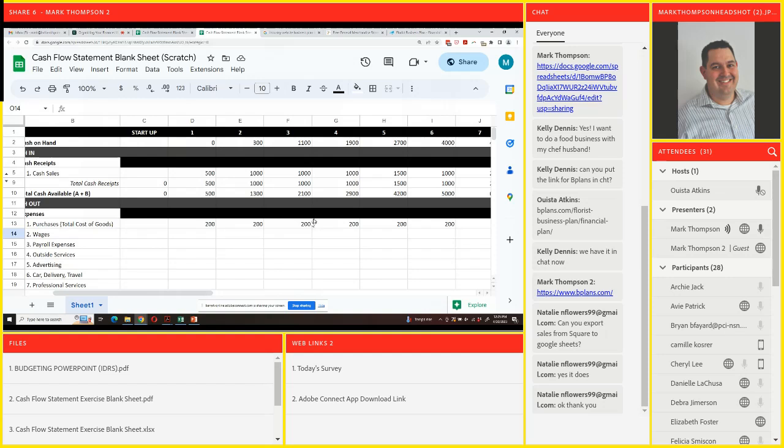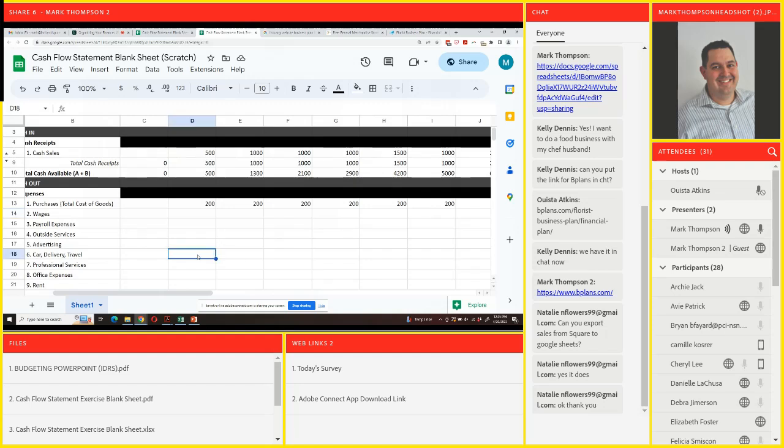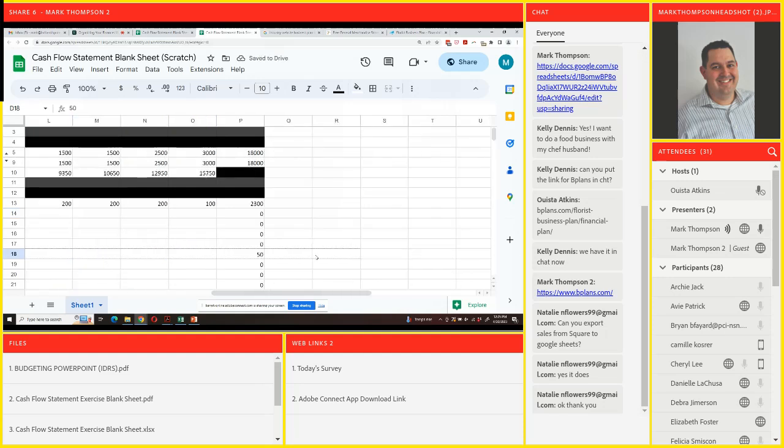Okay, so I estimate that I'm going to be using $50 in gas, just going to the post office buying stuff. So I just carried that across, and you can just see how we're building things.